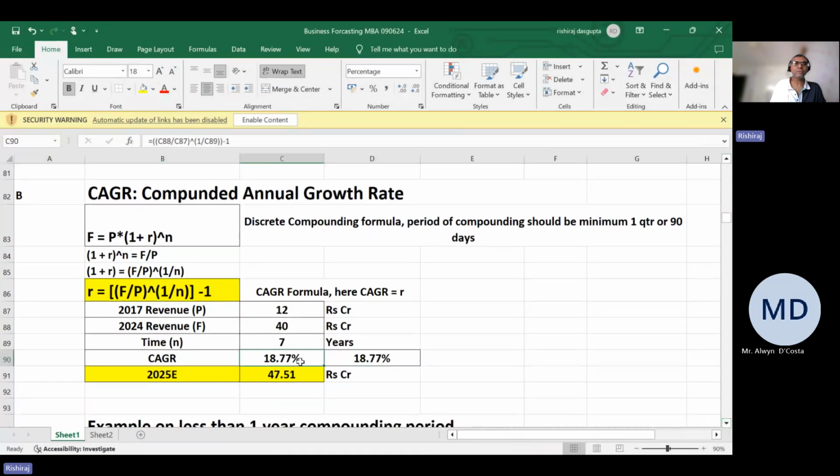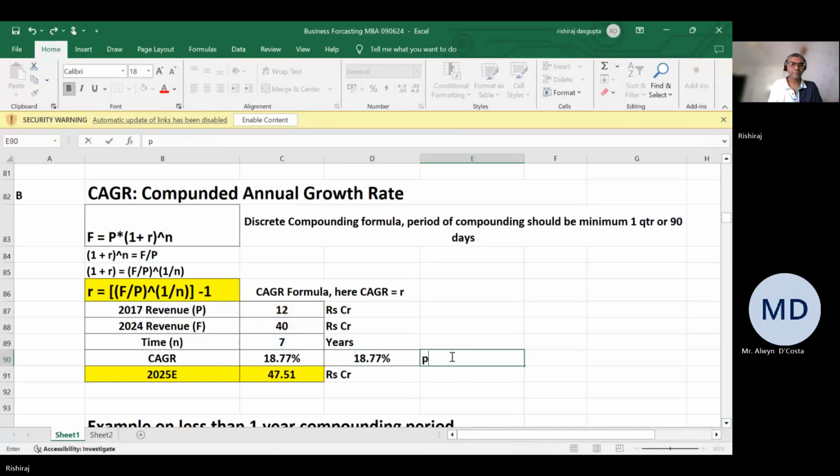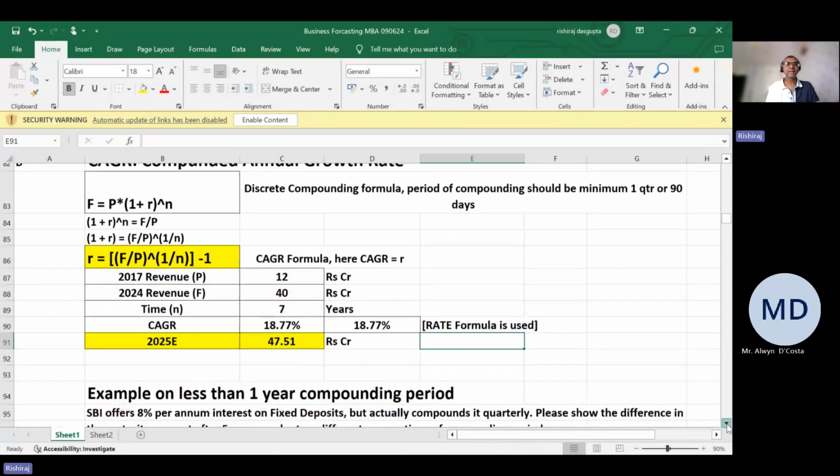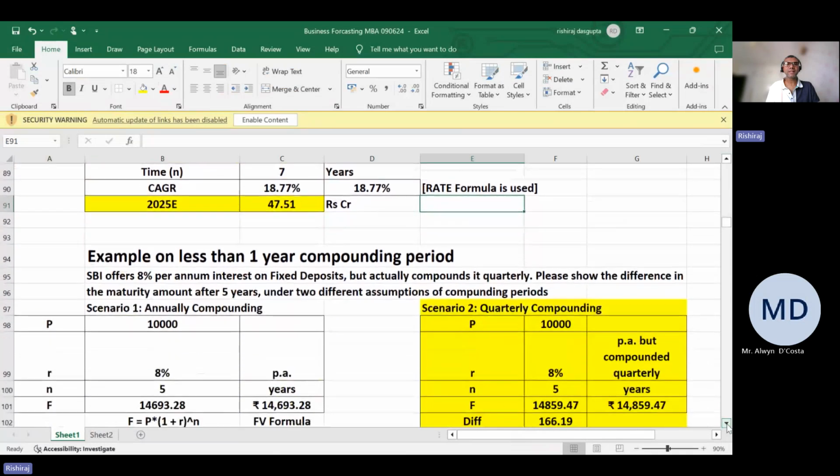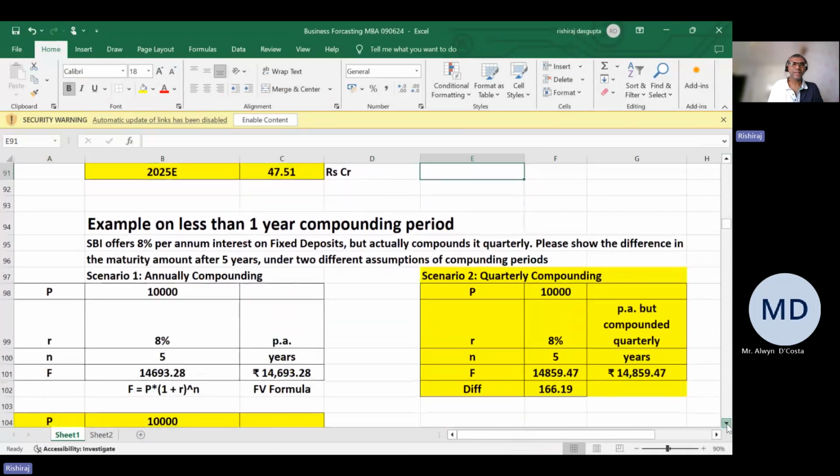We learned the mathematical formula, which is mentioned here, and also the rate formula. So this is the rate formula. So here the rate formula is used. Then we moved on to compounding for less than 1 year, like compounding quarterly kind of scenario.